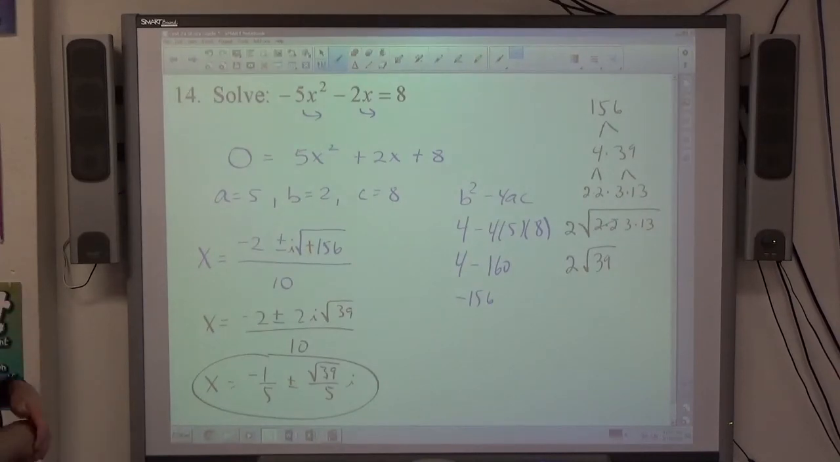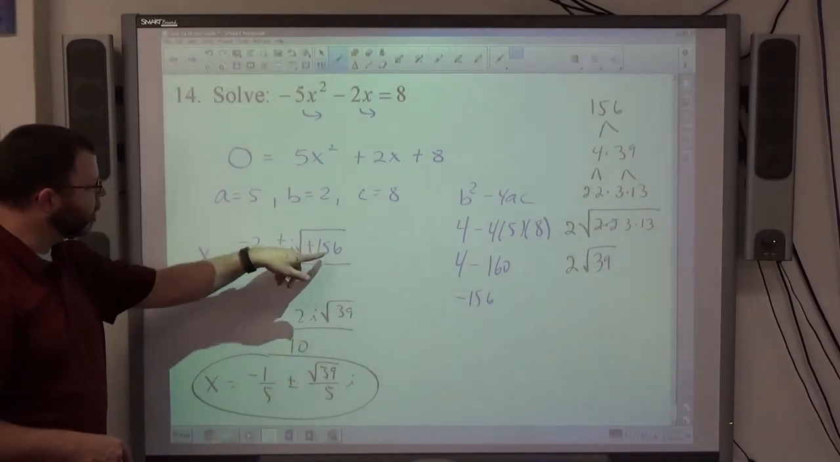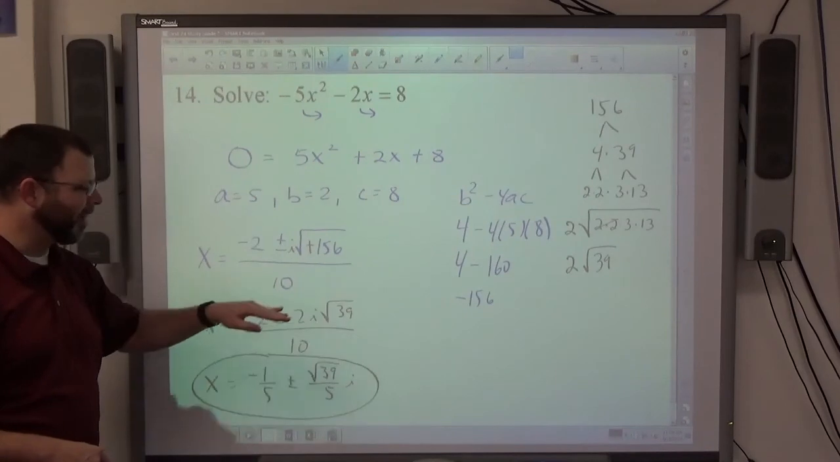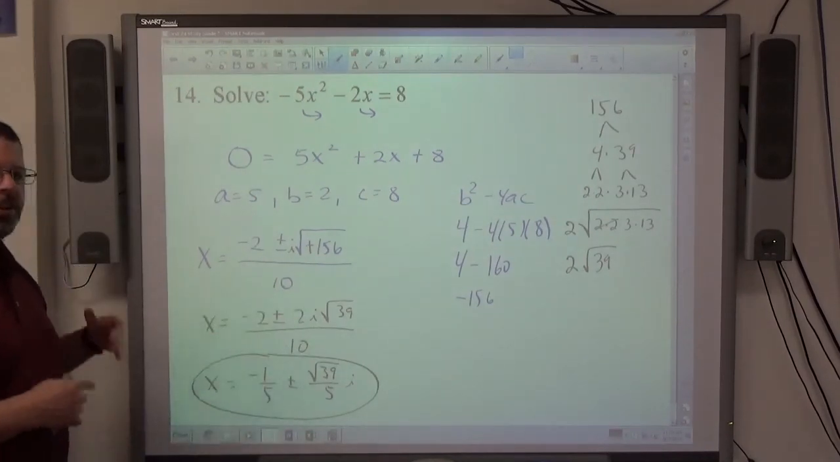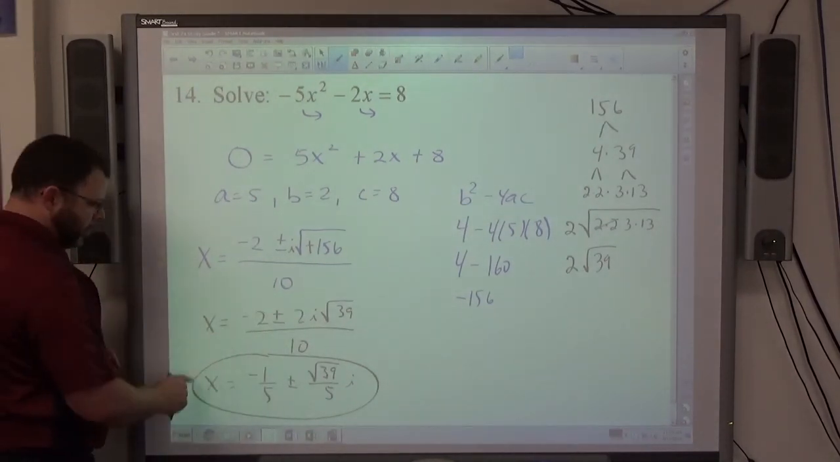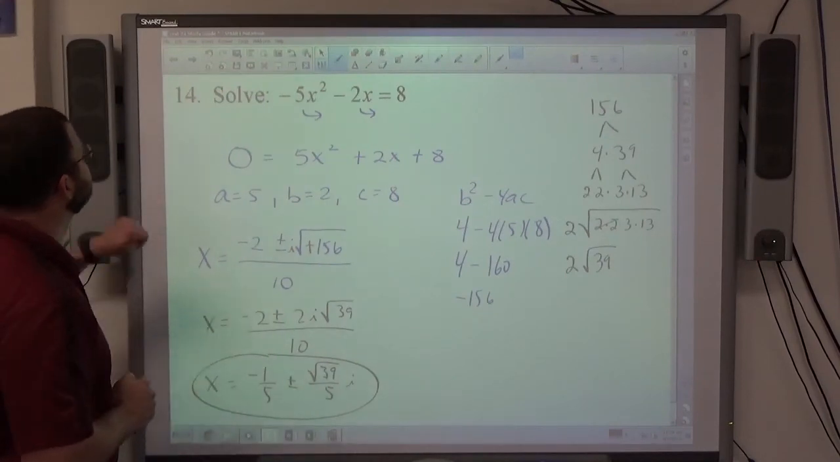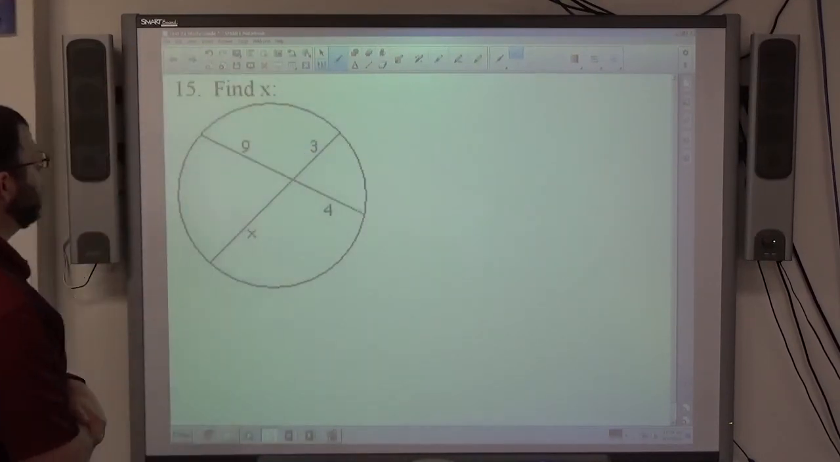So again, pulling an i out is easy. Simplifying square root of 156 down to that is easy. Reducing fractions is easy. I expect you not to stop here, but actually get all the way down to there on these problems. Number 15, find x.